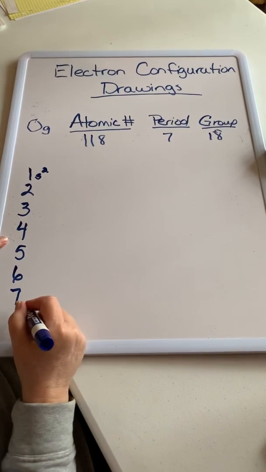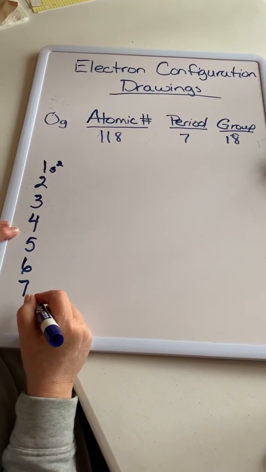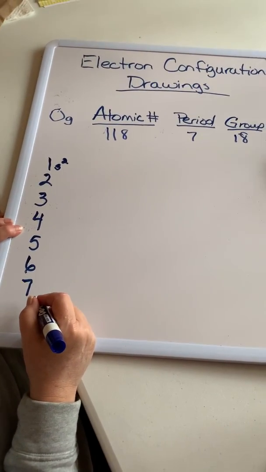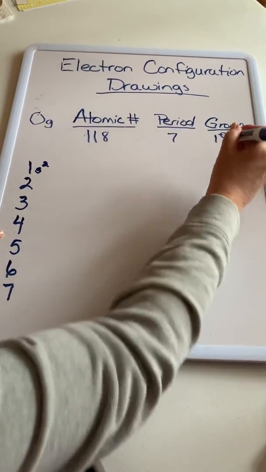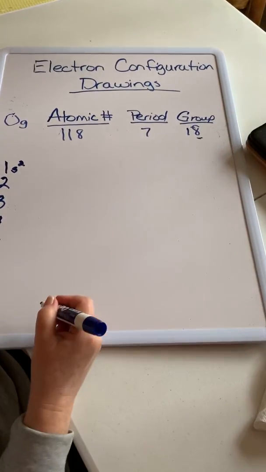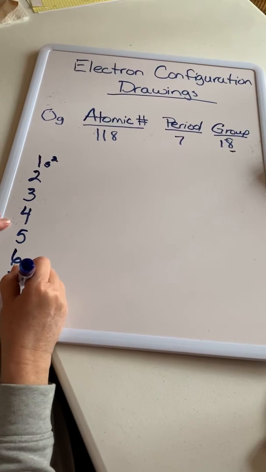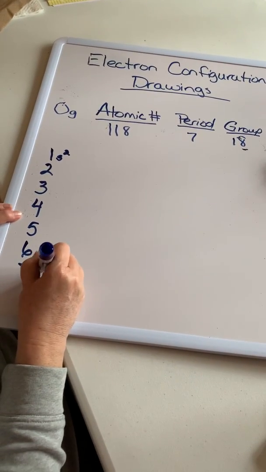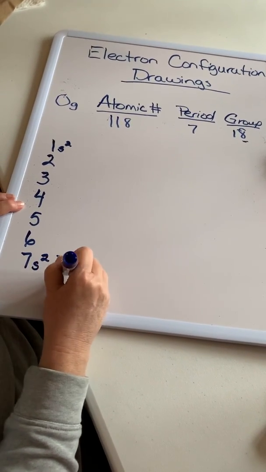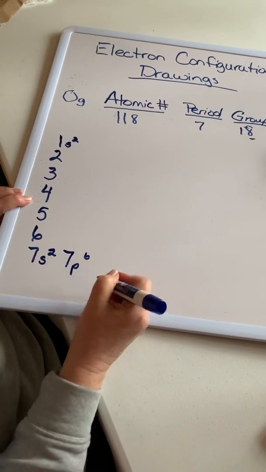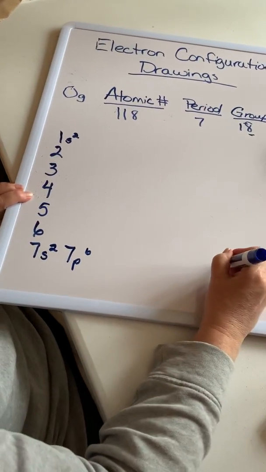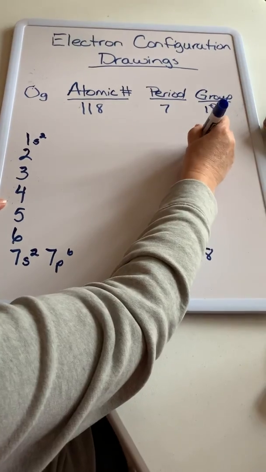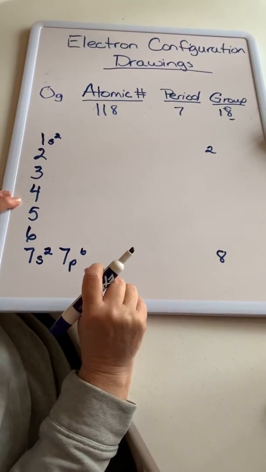Wonderful. Level 7 is going to have how many electrons in it? Yep, 8. Why? Because it's in group number 18. So it's going to be 7s2, sorry, 7p6. 2 plus 6 is 8. So I've got my 8. I've got my 2. Now, I want you to pause this for just a second.